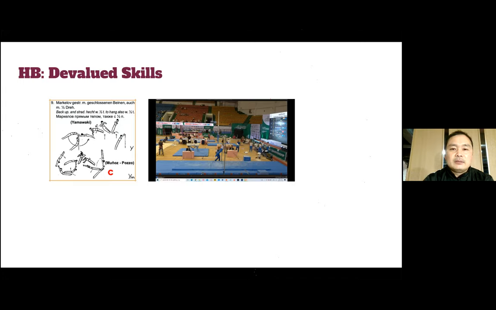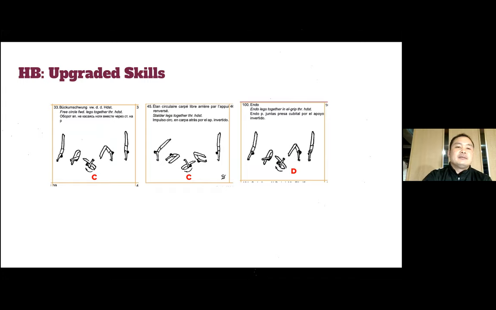Upgrade skill. Free circle for the legs together through handstand. Means the endo legs together, endo legs together handstand, this is the C value. And then starter legs together with the handstand, C value. So endo legs together in L grip, this is the D value.